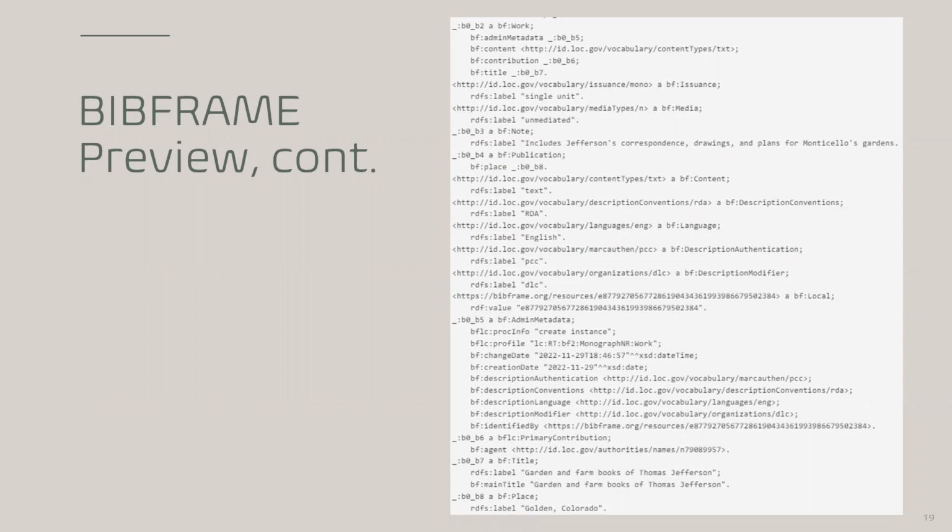And this is where we see the create instance. So for those of you who like to read this kind of script. And then here's our title, Garden and Farm Books of Thomas Jefferson. And then the main title is Garden and Farm Books of Thomas Jefferson. And then there was also Golden, Colorado. That was the place of publication. All right.